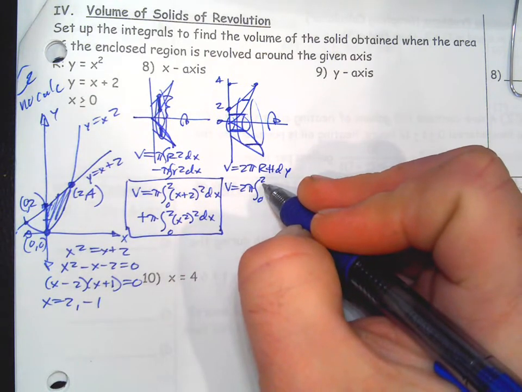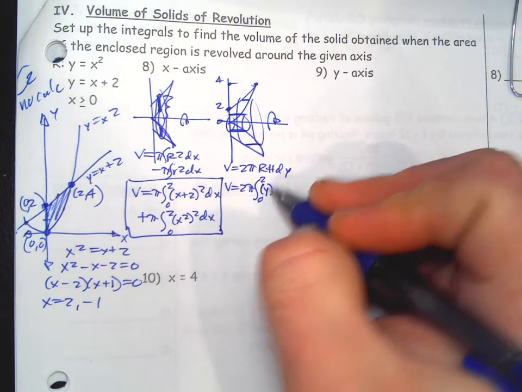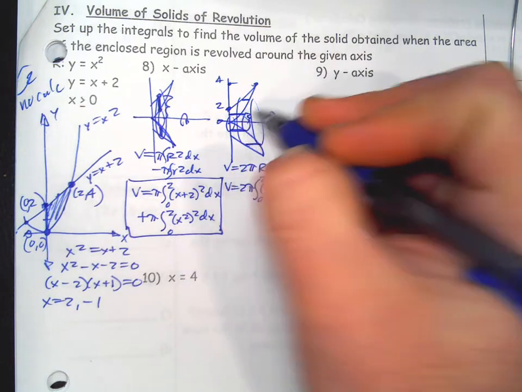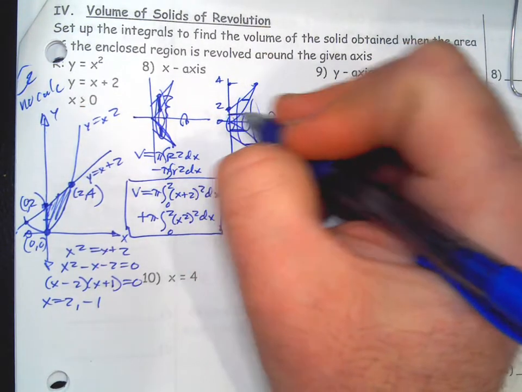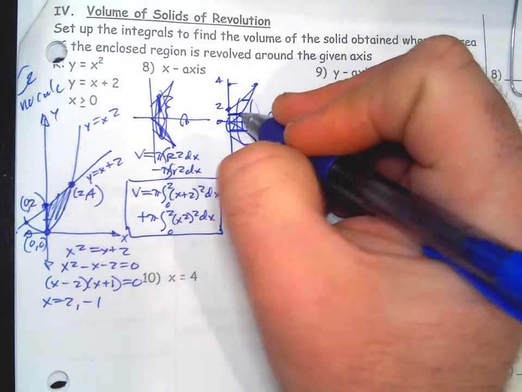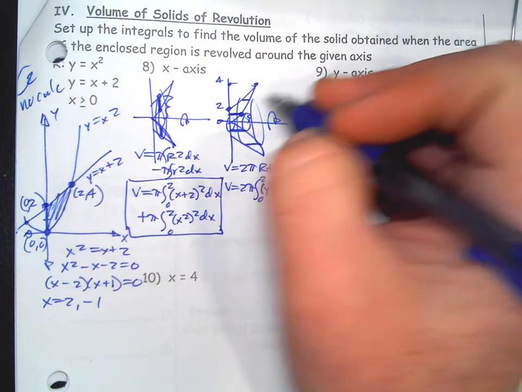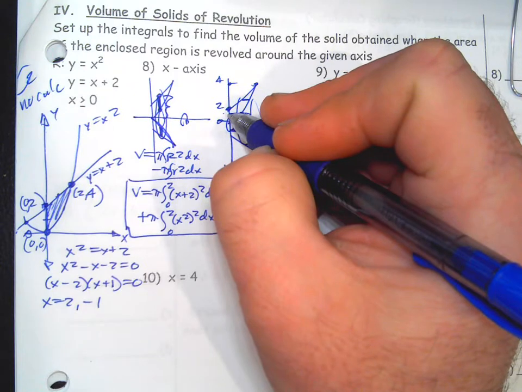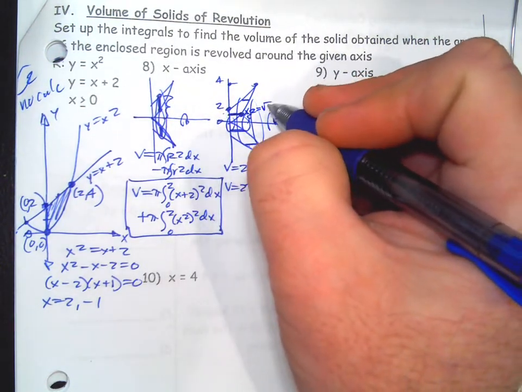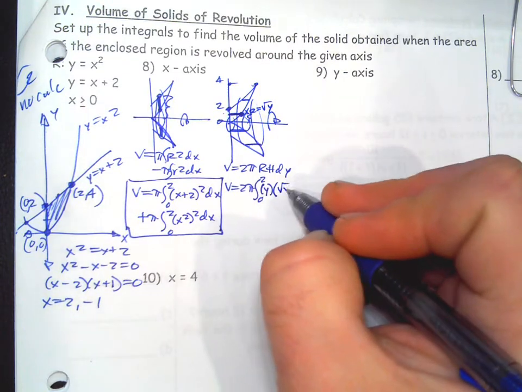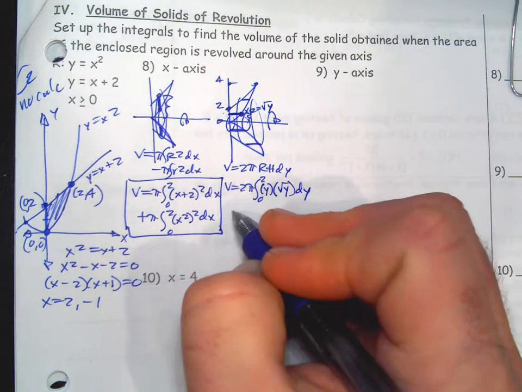The radius is going to be just y. It's y top minus y bottom, which is 0. We're just at whatever y we're at. The height of the shell is going to be x right minus x left. X left is 0. X right is the positive square root of y. So that's the first one.